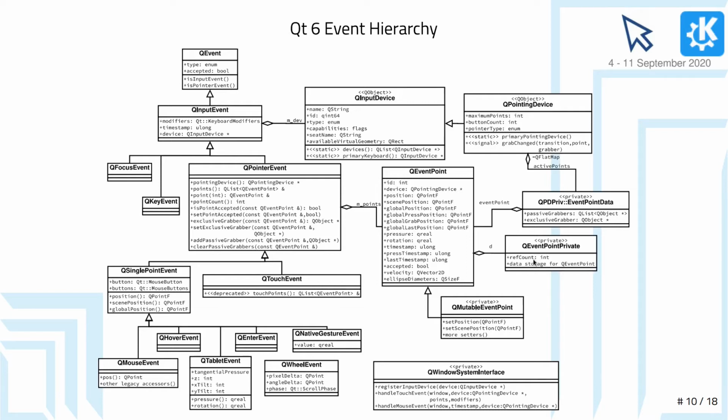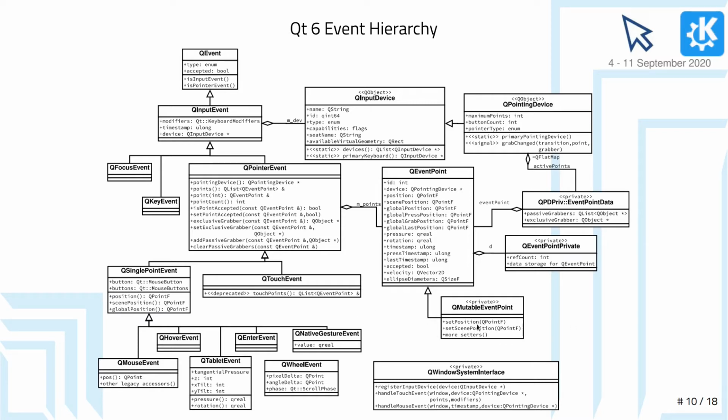private, which is manually ref counted with an int. It's not an atomic int, so it's actually faster than that, because we're not really expecting these points to be moved across threads. The dispatching is always done on the same thread anyway, in the GUI thread. And then it has the data storage for all of these accessors that you see here.